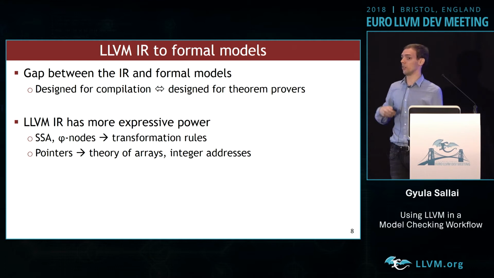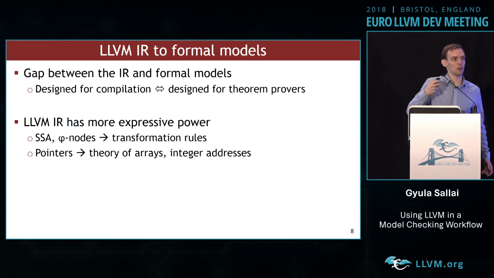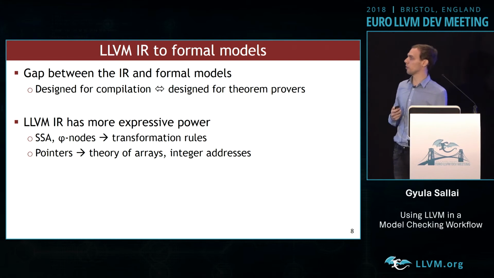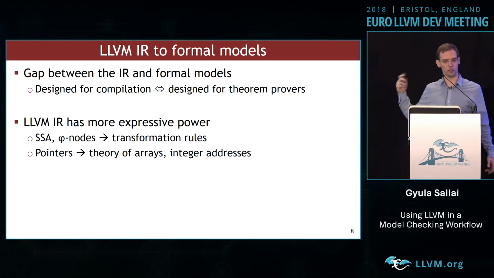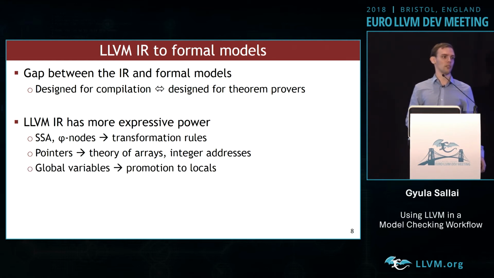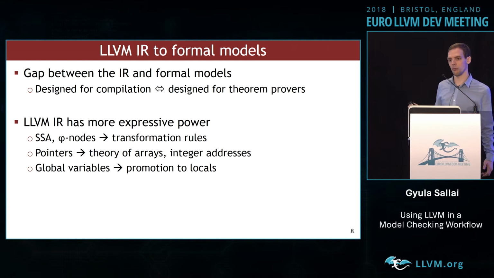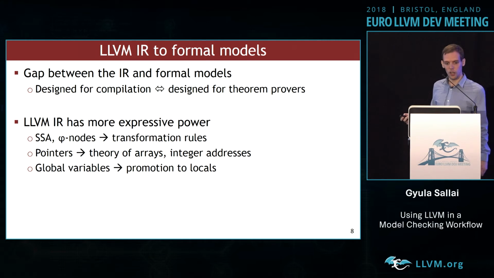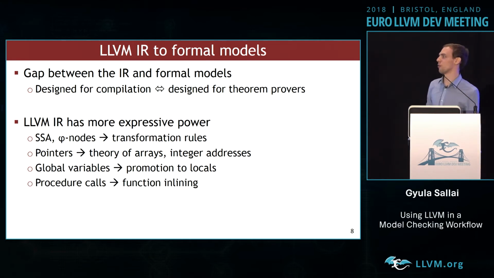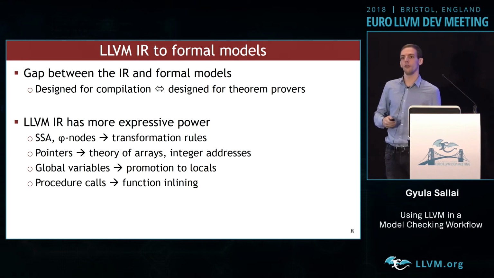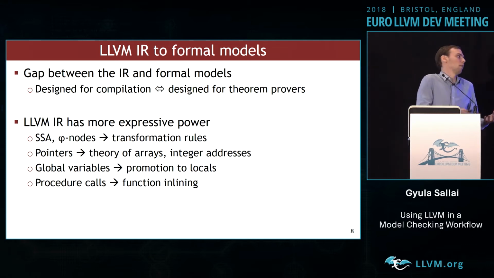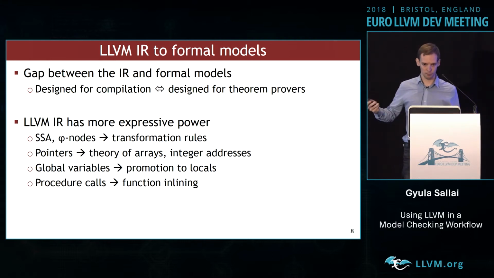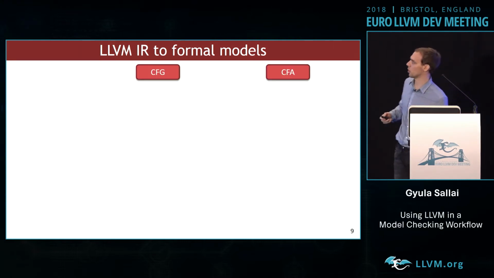Also, a formal model does not have support for pointers or any advanced memory operations. For this purpose, we are going to utilize the theory of arrays, and we are going to calculate integer addresses and offsets over them. Also, the CFA formalism of Theta does not support global variables, so we need to promote them to locals where this is possible and applicable. And furthermore, the CFA formalism does not have support for procedure calls. For this purpose, we can either inline them if we can, or replace them with a non-deterministic assignment. So, how does a transformation take place?